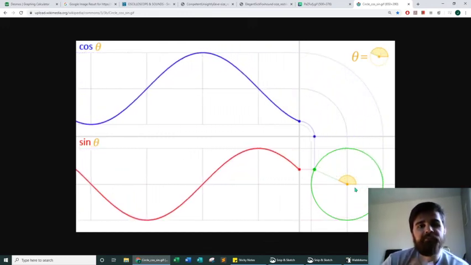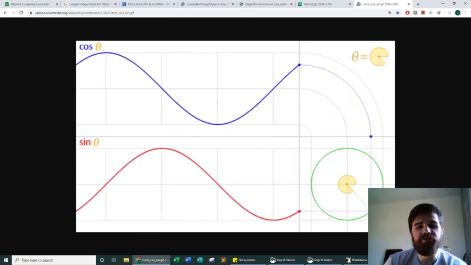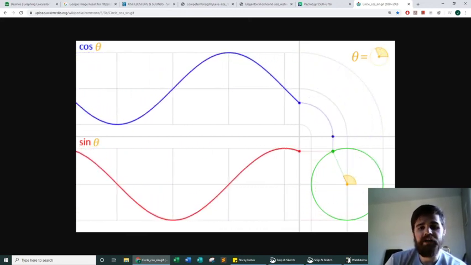So that's the connection between that basic triangle trigonometry you learned in geometry and the big picture of what we're going to be doing here in advanced algebra.